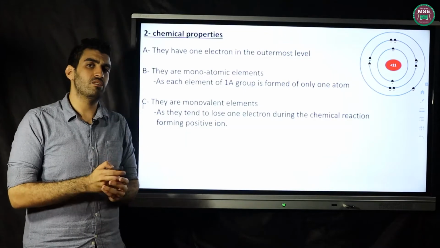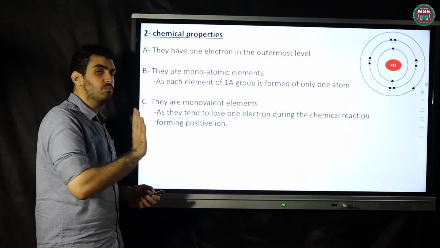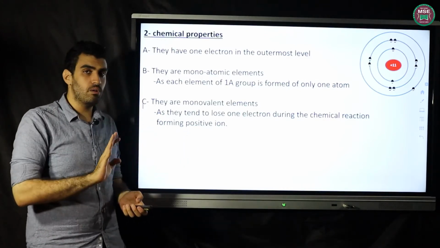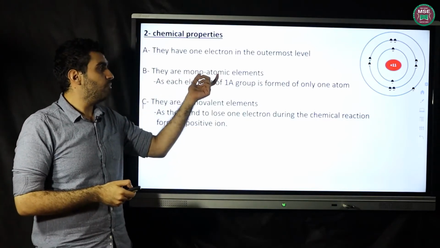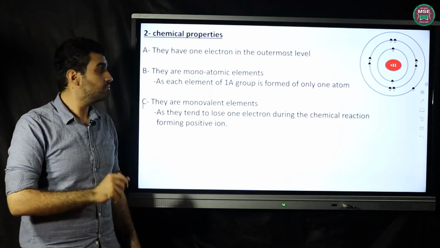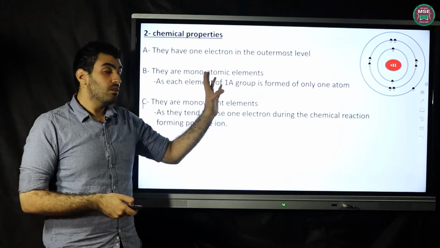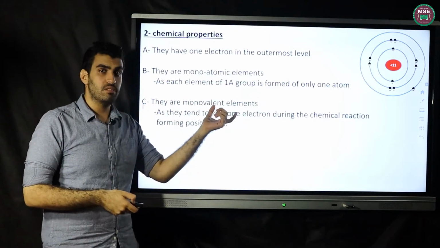What's meant by monoatomic? When I bring sodium element, I write Na, only Na, not Na2 or Na3. So they are called monoatomic elements. The element of alkali metals is formed of only 1 atom. Number C, they are monovalent elements.